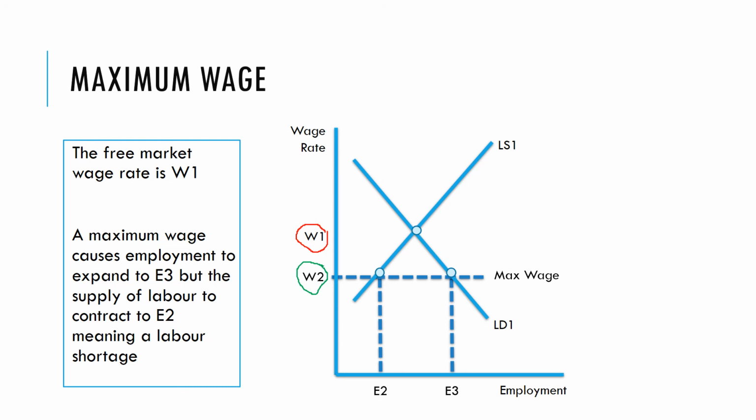Well, actually at W2, we would create a shortage of, for example, footballers. Only this many people, E2, would supply their labour as footballers, whereas E3 would be the level of footballers demanded by clubs. So in this situation, we have a gap between the two, and our maximum wage has created a labour shortage. There's more workers required than workers available.